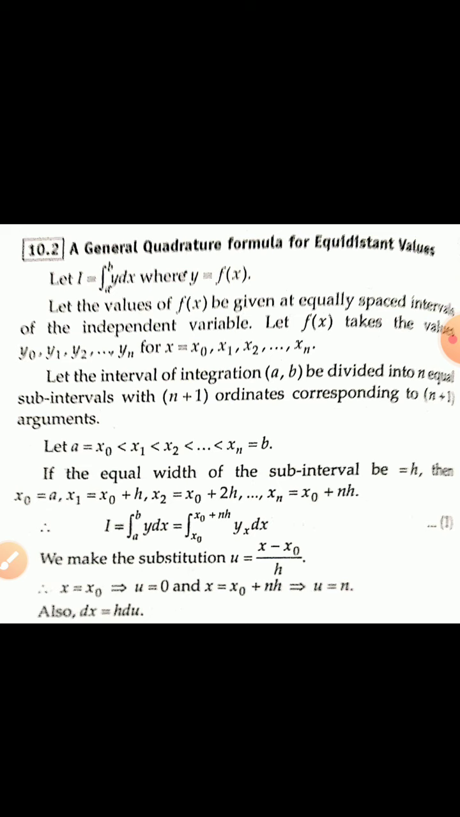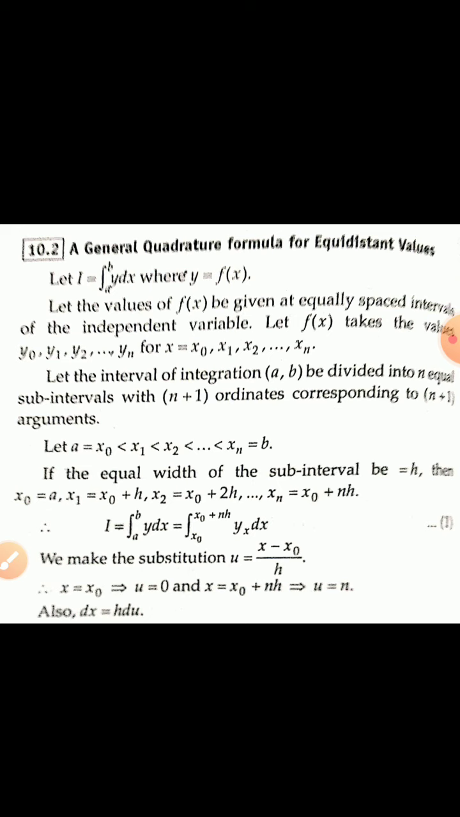Let a is equal to x0, less than x1, less than x2, and the last value xn be taken as b. If the equal width of the subintervals be h, then x0 is equal to a, x1 is equal to x0 plus h, x2 is x0 plus 2h, and so on. xn is equal to x0 plus nh. Therefore, capital I, integration a to b y dx, can be written as integration of x0 to x0 plus nh y(x) dx, as a is equal to x0 and b is equal to x0 plus nh, and here y(x) means y is the function of x. Take this as equation 1.